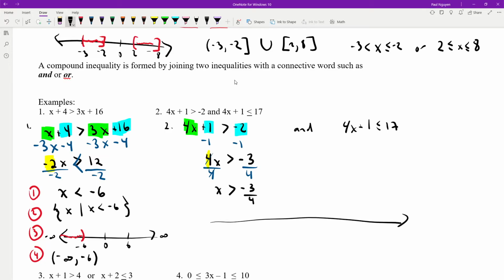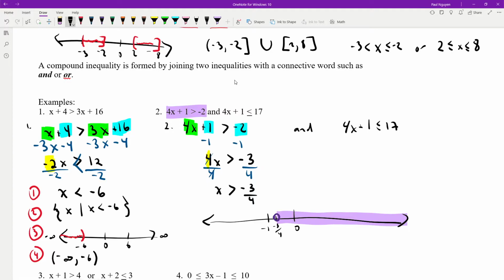If I drew this, here's 0, here's negative 1, and right around here would be negative 3/4. And I want everything bigger than that. All of this to the right, and that will be this inequality. So I do need to exclude negative 3/4, so I'll use a little circle here.